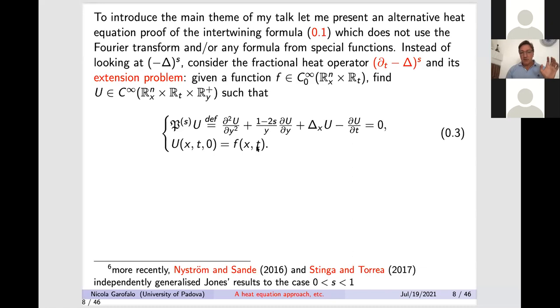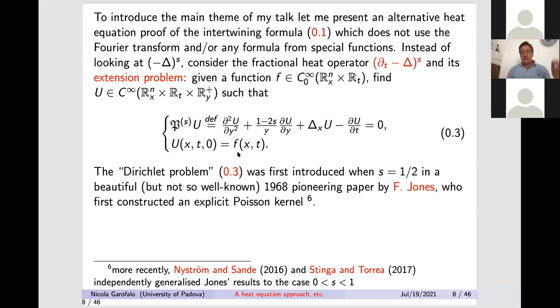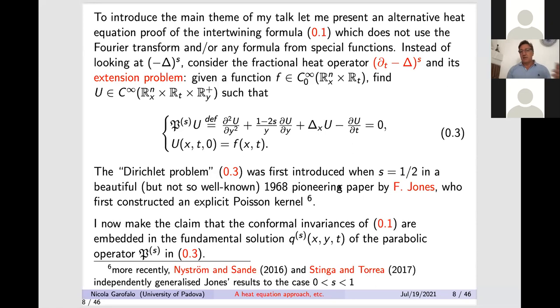Be careful, we are dealing with a parabolic operator, but we are imposing a Dirichlet condition at y equal to zero. So this Dirichlet problem was first introduced when S is equal to 1/2 in a beautiful but not so well known 1968 pioneering paper by Frank Jones. And actually, Jones constructed for the first time an explicit Poisson kernel for this problem. And he gave an explicit representation of solutions in terms of this Poisson kernel. Unfortunately, this paper by Frank Jones went overlooked in the literature, because it was the first paper in which the extension problem was actually explicitly defined and solved.